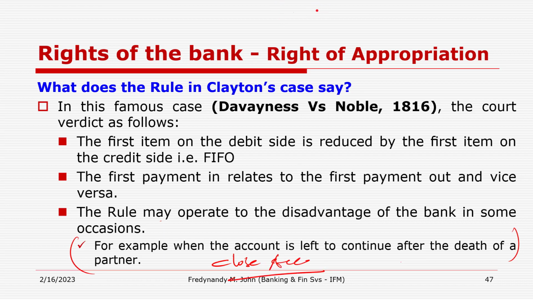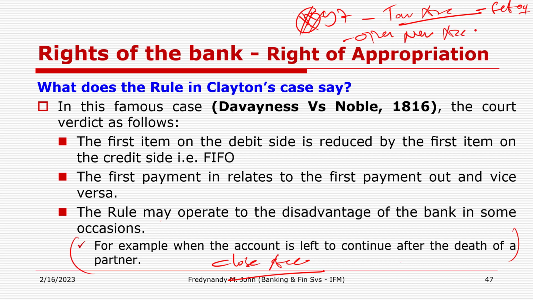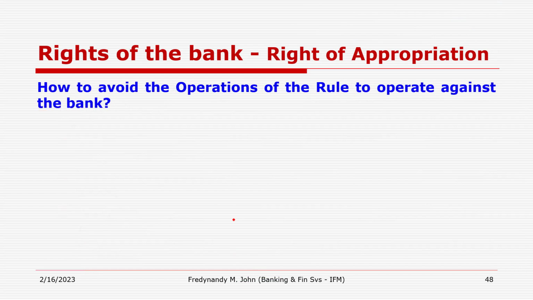If we have three partners, X, Y, Z, and they've opened this joint account, and for some reason X is no more, close the account, set off, and open a new account which will have only these two, Y and Z. You continue with your business relationship. But if you continue using the XYZ account while X has passed away, then this rule will never favor you. And that is what happened in this famous case.